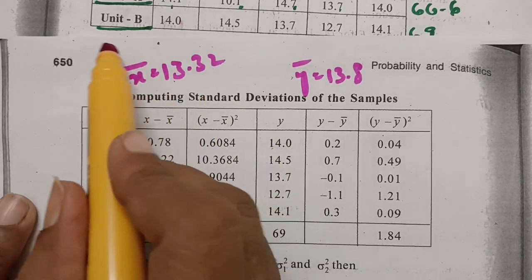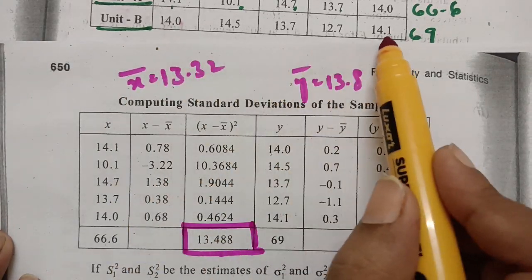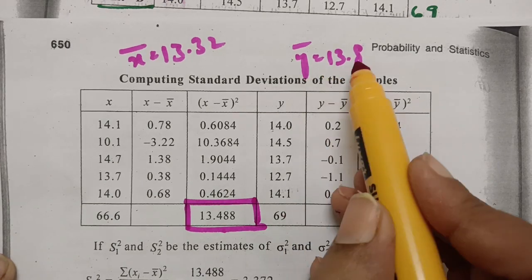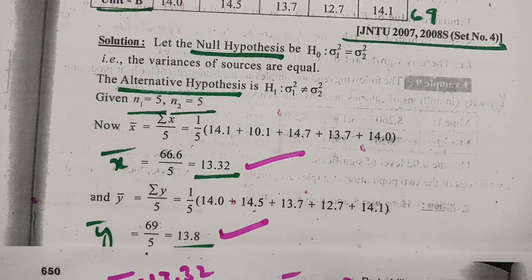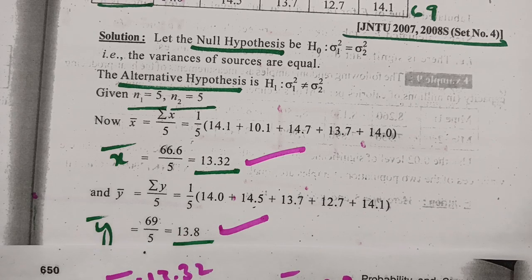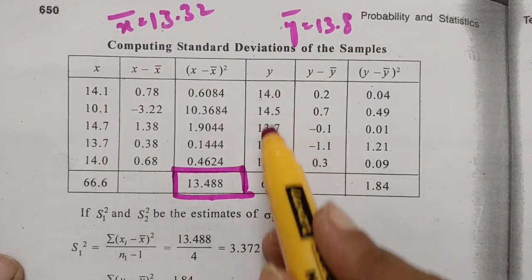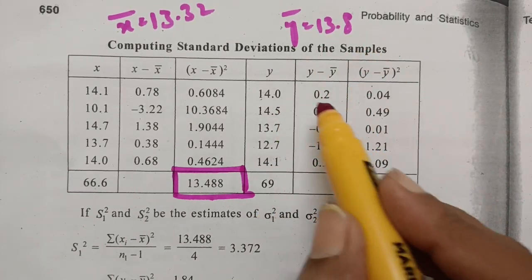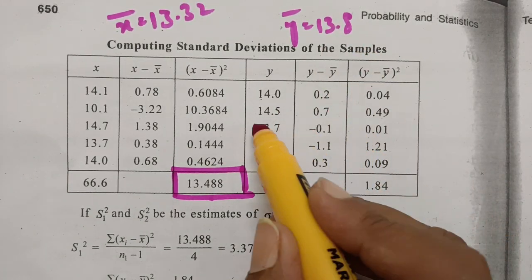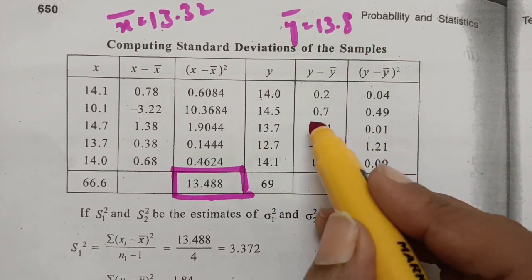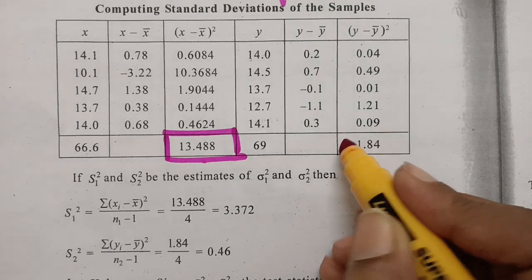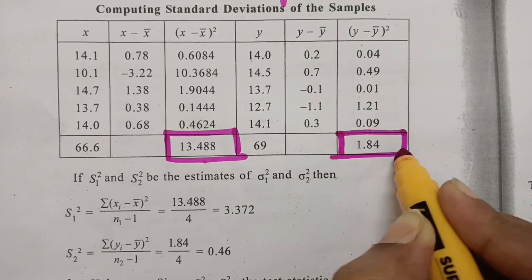And the y column is from unit B, from 14 till 14.1. So we have to fill in the fourth column, y bar. Just now we found that y bar is equal to 13.8, so we have to subtract each and every value from 13.8. So 14 minus 13.8 is 0.2, and the next one, 14.5 minus 13.8, is 0.7. We fill this column, make the squares, and now make an addition out of this.